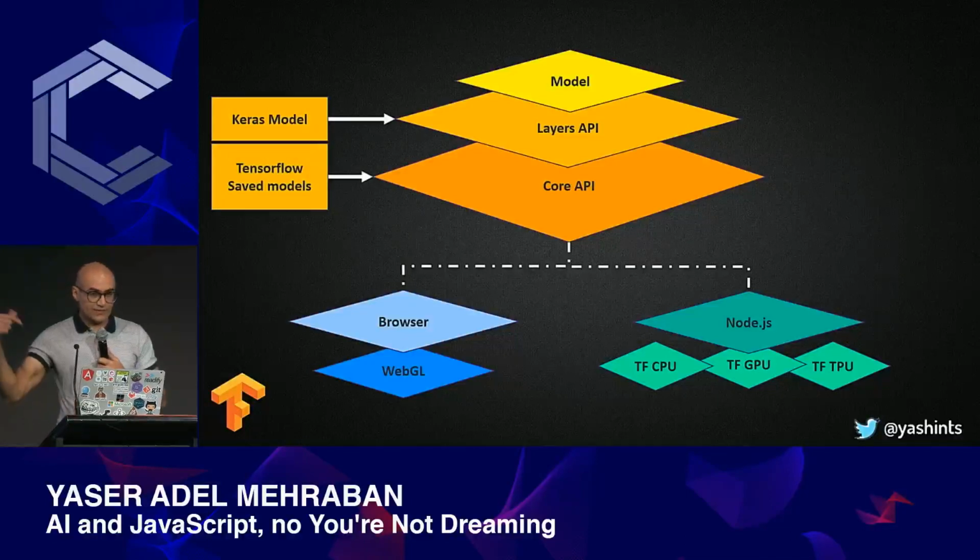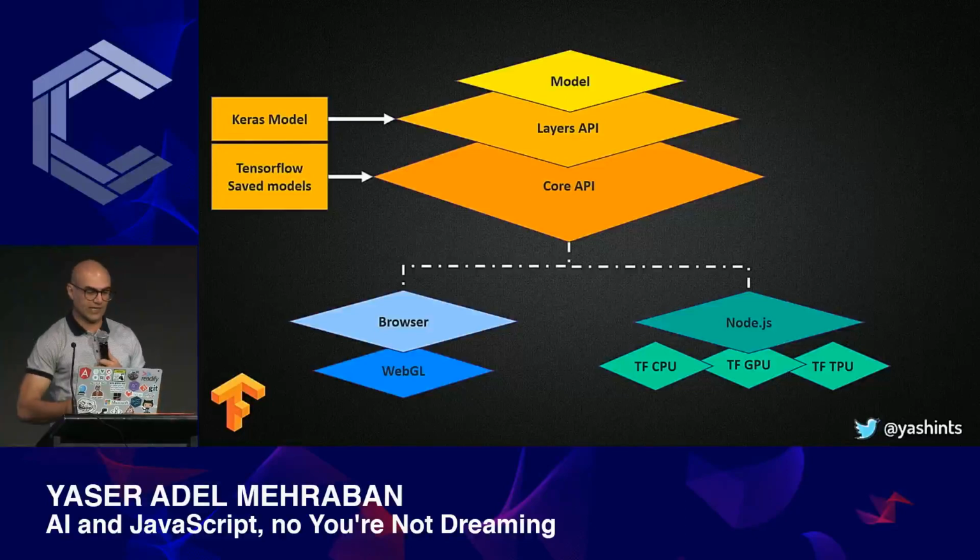So the layers which I mentioned previously map to this. If you have a Keras model, which is a type of model in machine learning, it just maps to the layers API. So you can convert a Keras model into the layers API and then use it in TensorFlow.js, or the core API, which is the normal TensorFlow.